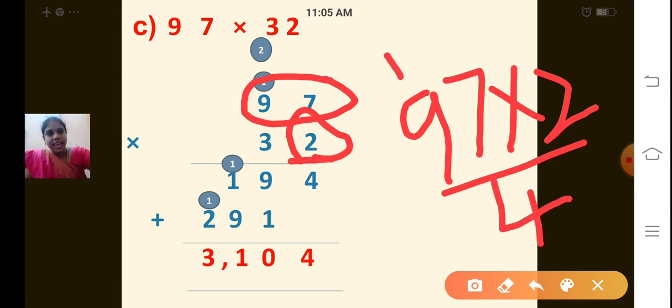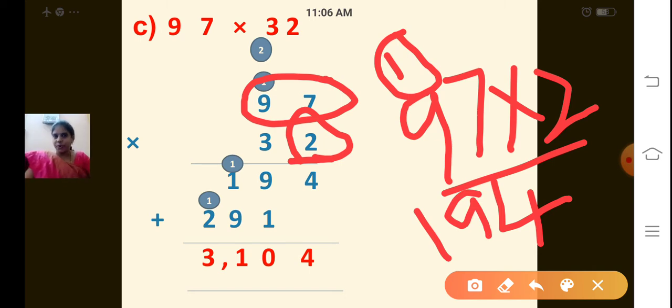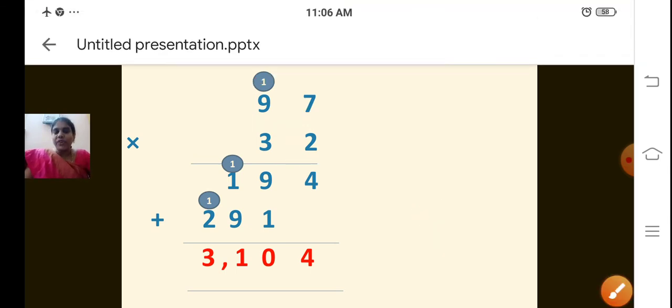1 will be carried over, right? Don't forget to carry over that part. Then you have to multiply 2 by the digit at the tens place, right? So 2 9s are 18. 18 plus 1, 19. So write it down, 194.